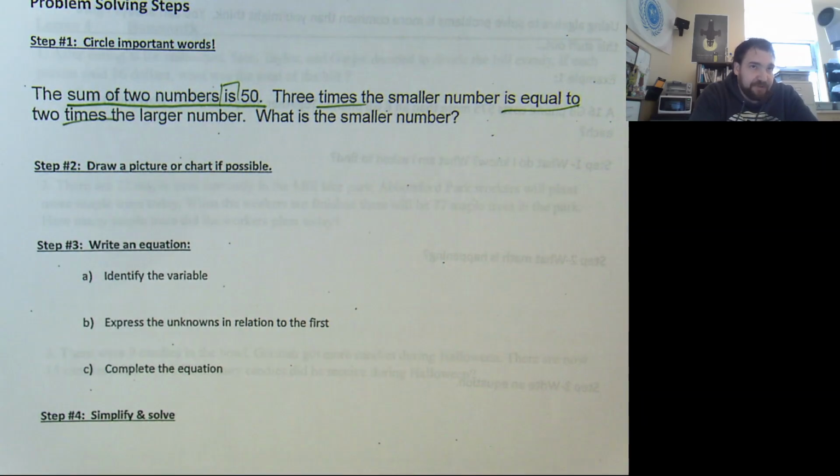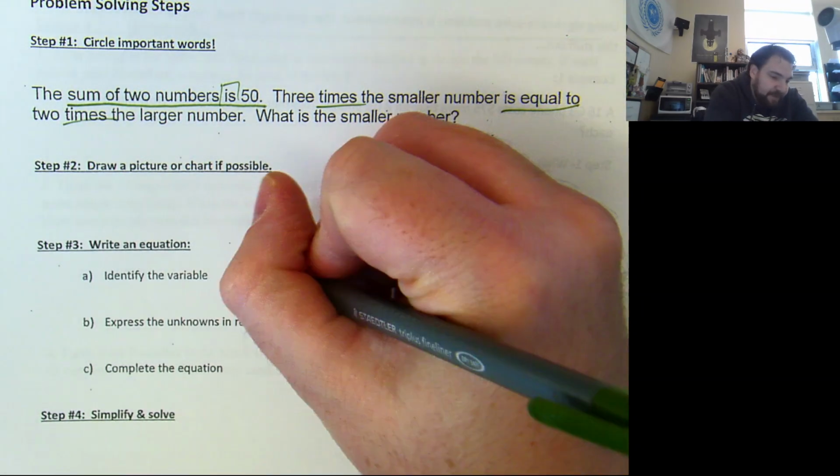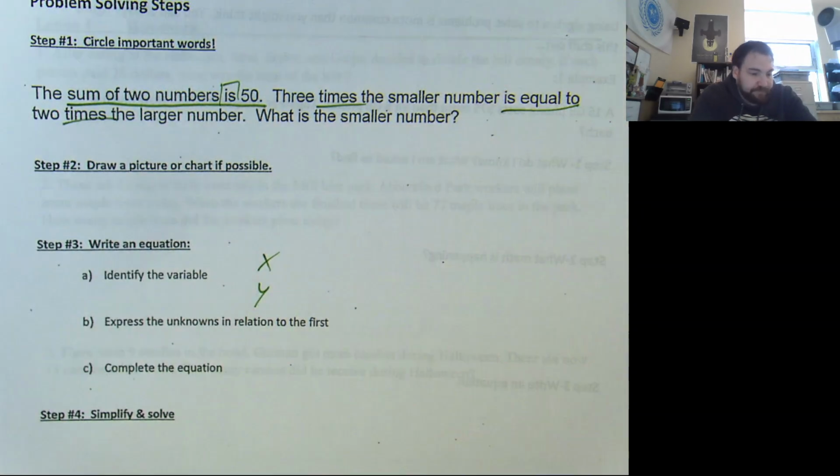Let's identify some variables. Let's pick some variables. What don't we know? Get as specific as possible here. We don't know 2 numbers. So Oliver, give me some variables you like working with to represent those 2 numbers. Sure, x and y.